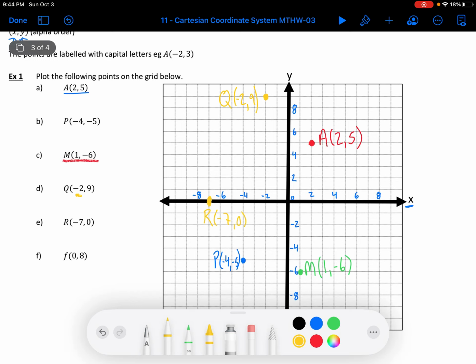All right, the last one, we have a 0 first, so that means we don't go up and down at all. Or sorry, left or right at all. We do only go up and down. So we're going to go all the way up to 8. And then we've got F. Oh, need to be blue. F, which is 0 and 8.